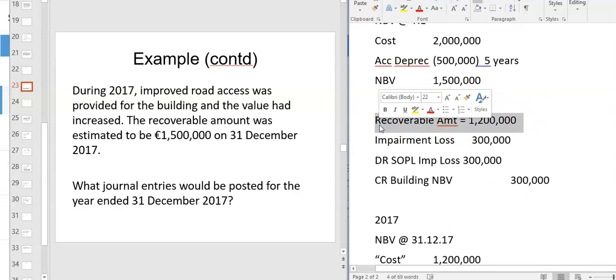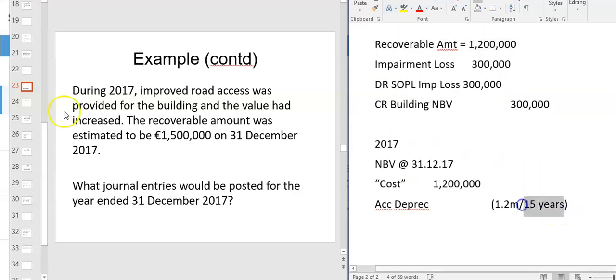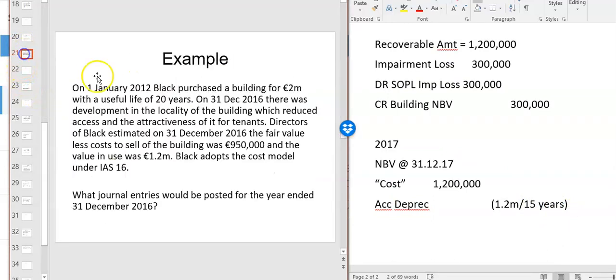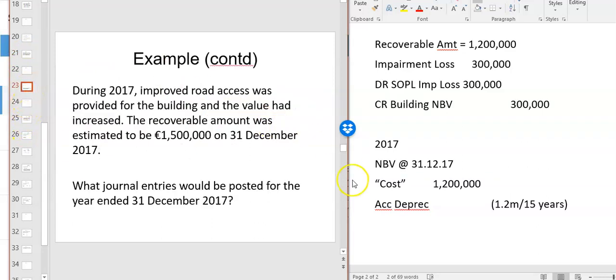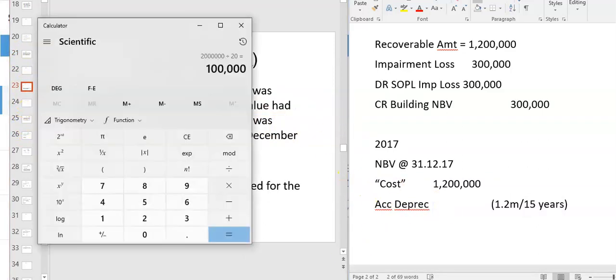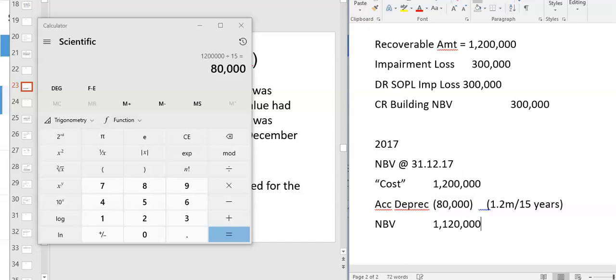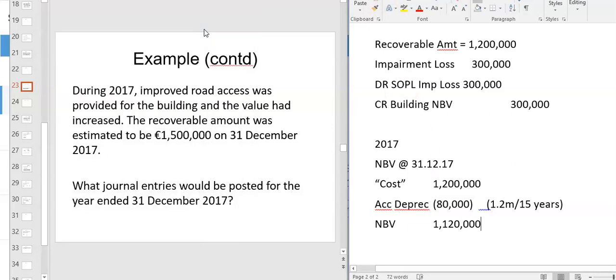We're not told that there's any change in the useful life. So that means we assume there's 15 years left. There was 20 years at the start here. We used 5 years to get to 2016. So it must mean there's 15 years left on this asset. 1.2 million over 15 is 80,000. That's a negative, of course. And that means your net book value at this date is 1,120. The net book value at the date of the impairment test.